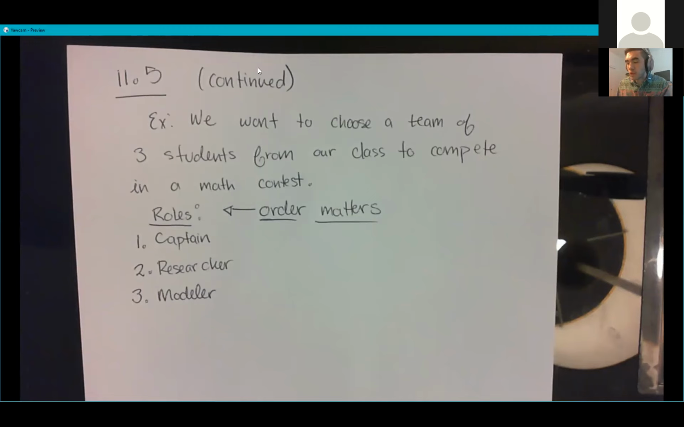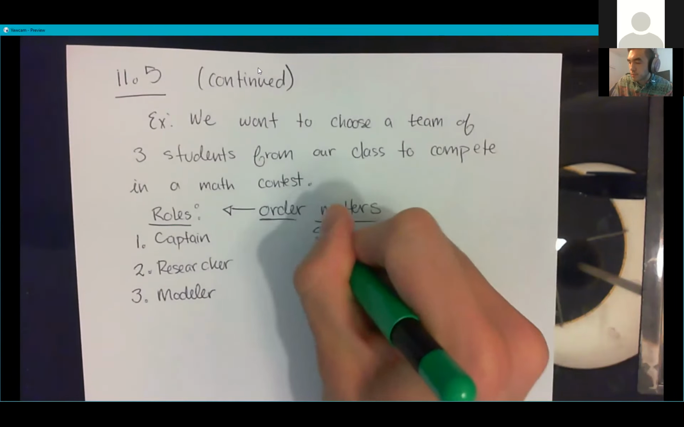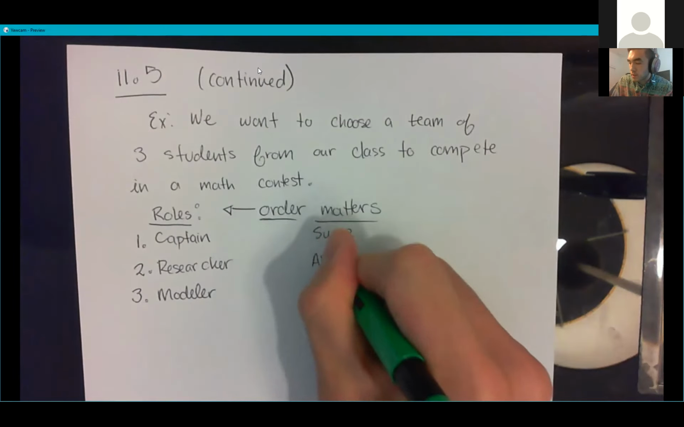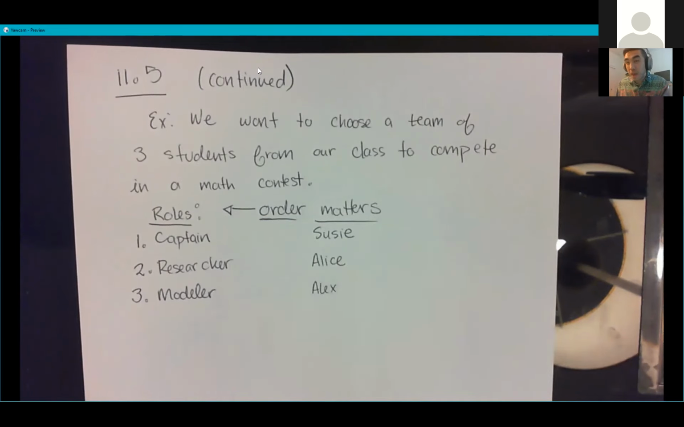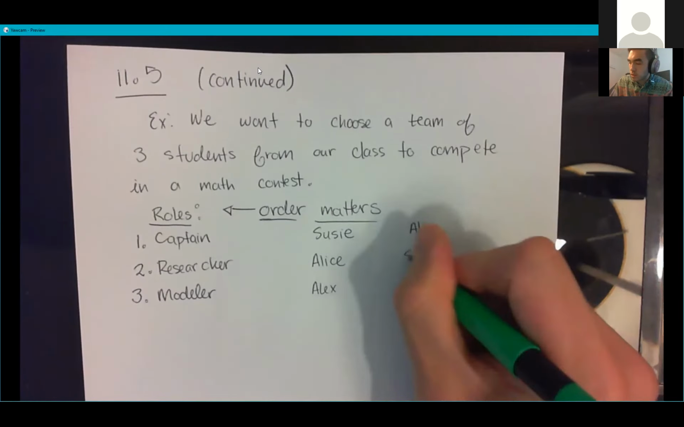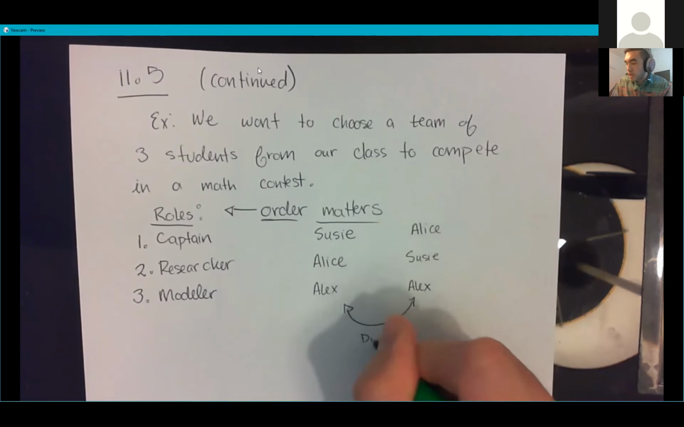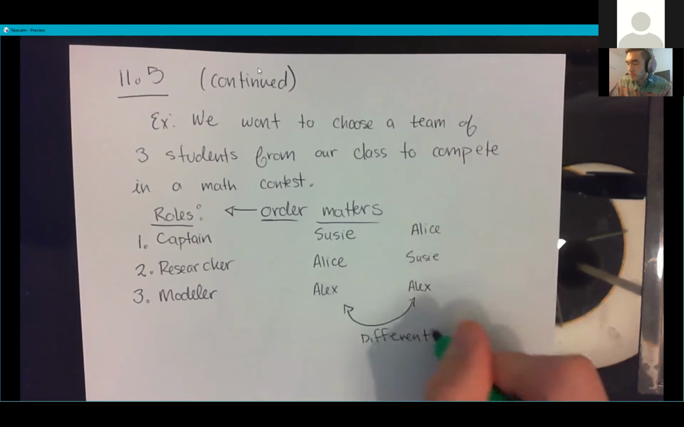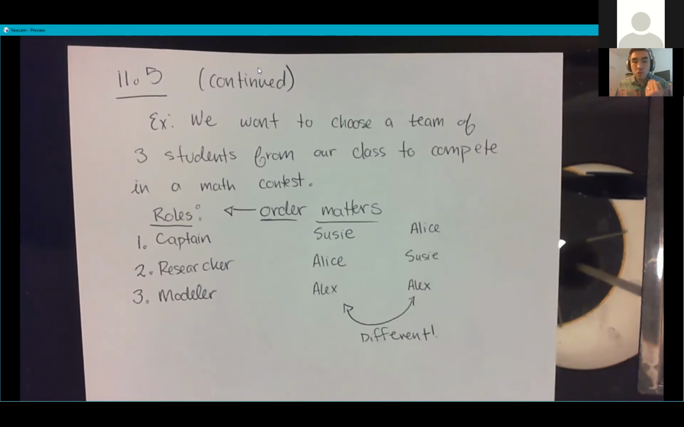If we used a random number generator to build out one possible team, the first team would be captain is Susie, researcher is Alice, and modeler is Alex. Then if we ran it again and it selected the same 3 people, Alice, then Susie, then Alex, even though there's only a single swap, these 2 teams are different. Because when order matters, in the first team Susie is the captain and Alice is the researcher, and in the second team Alice is the captain and Susie is the researcher. So even though it's the same cluster of 3 human beings, the order in which they were selected makes this outcome different. Is this okay?